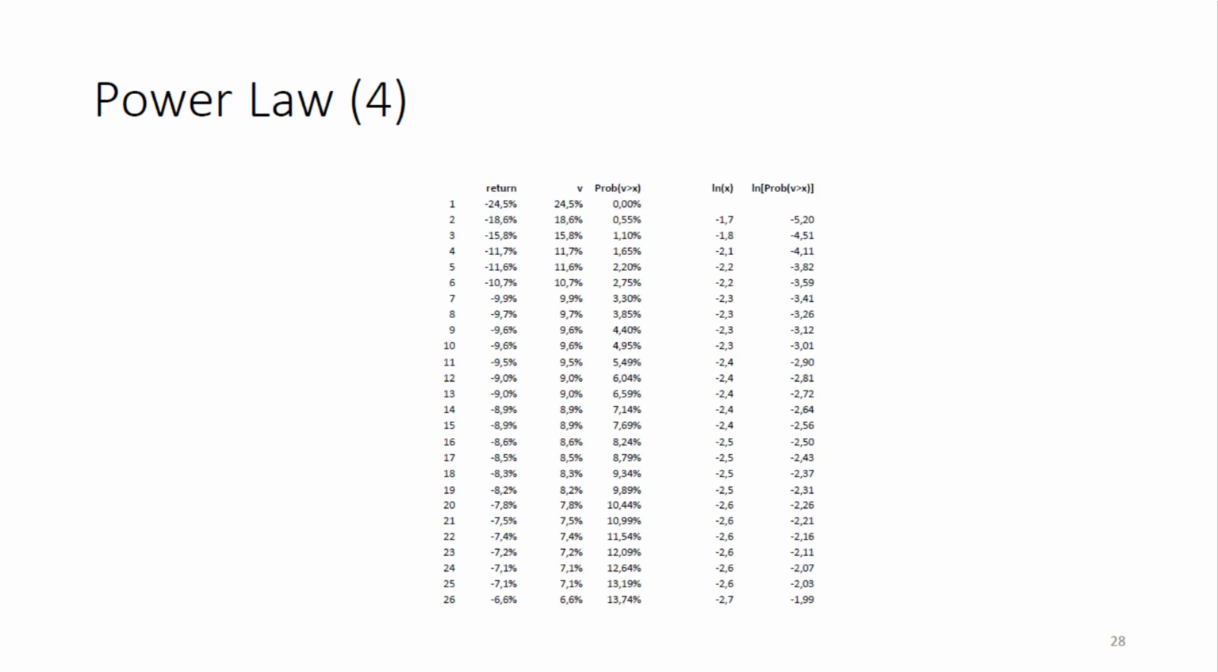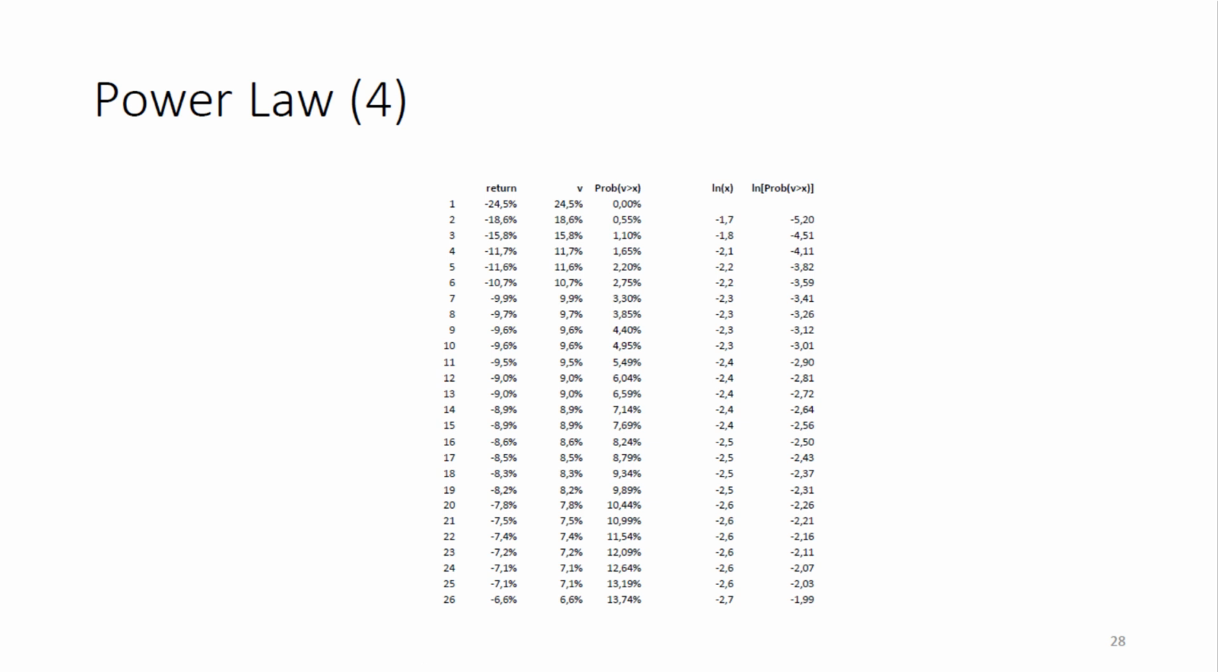So here you see a snapshot of the data. The most extreme return was -24.5%. I multiply that with -1 to get a loss of 24.5%. And as a frequency, there is no observation in excess of this value. So the probability that there is an observation in my data bigger than 24.5% loss is 0. Then the next extreme return is -18%, multiplied with -1 to get to the right tail.